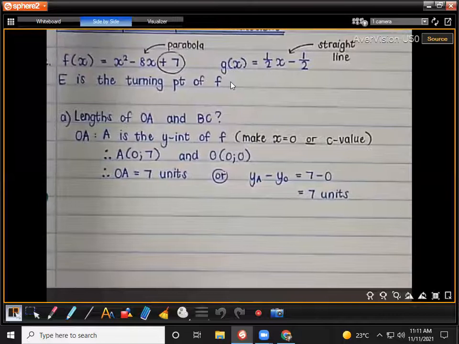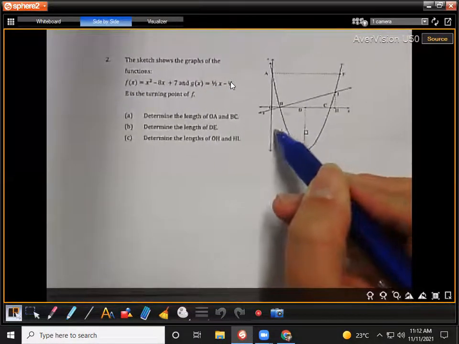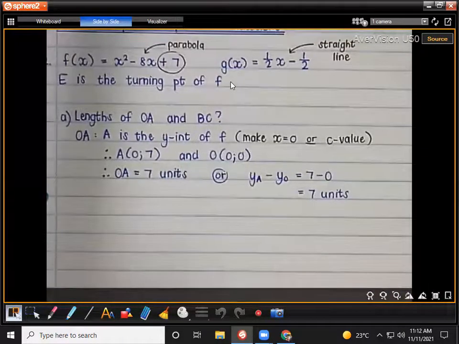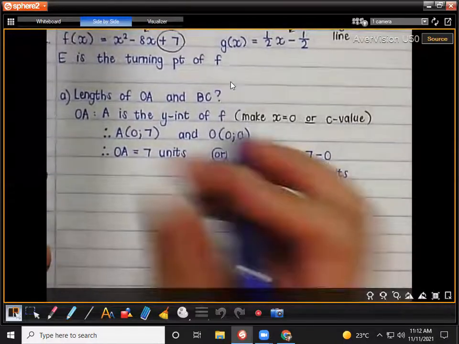In this case, it was easy to see. It might not always be. Okay, so always the top y value minus the bottom one. So if A was underneath, if A was down here somewhere, you would take 0 minus that value. Okay, and it will then give you the length of that line. Okay, so that is for OA.